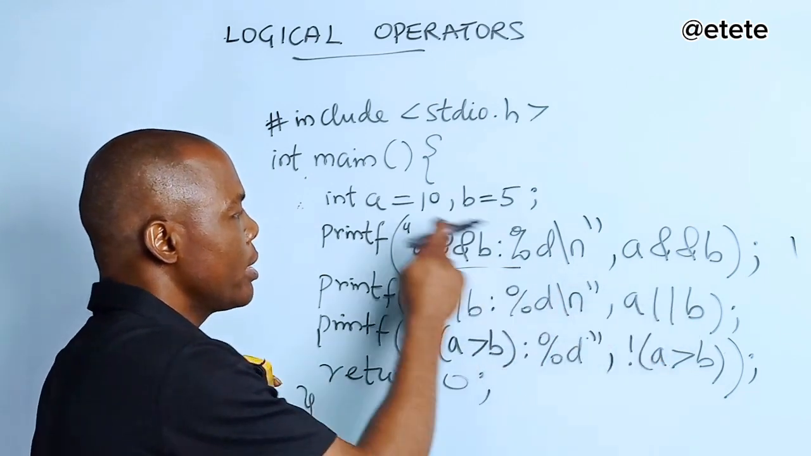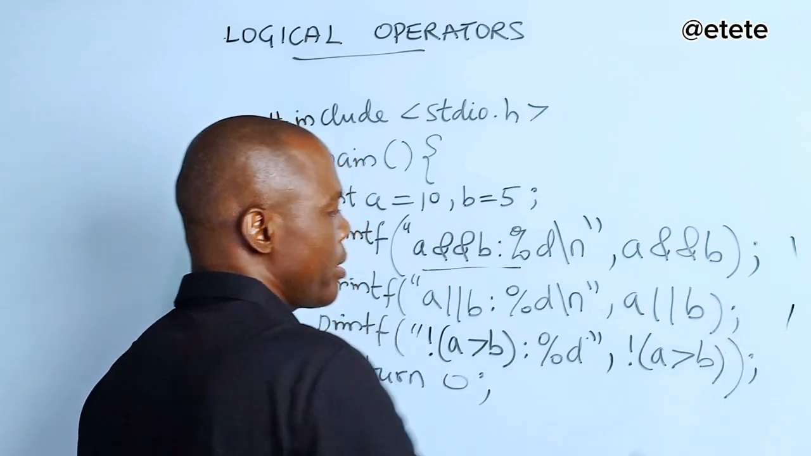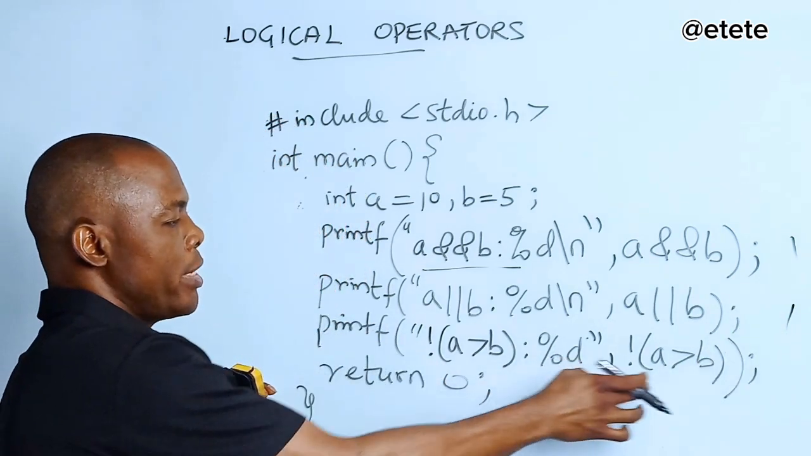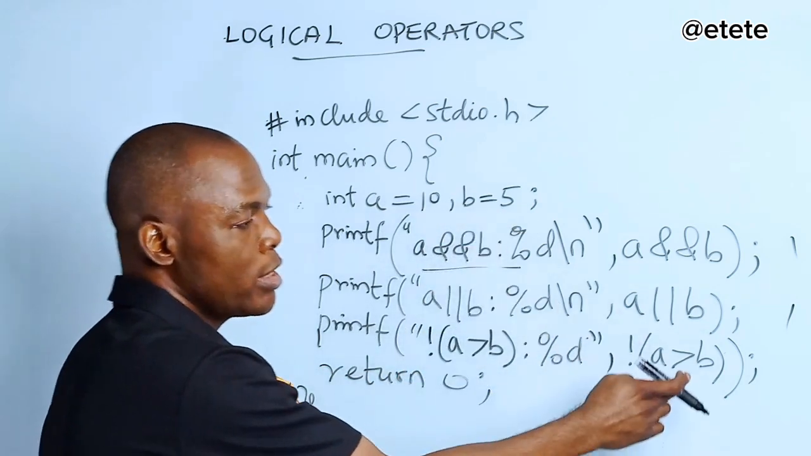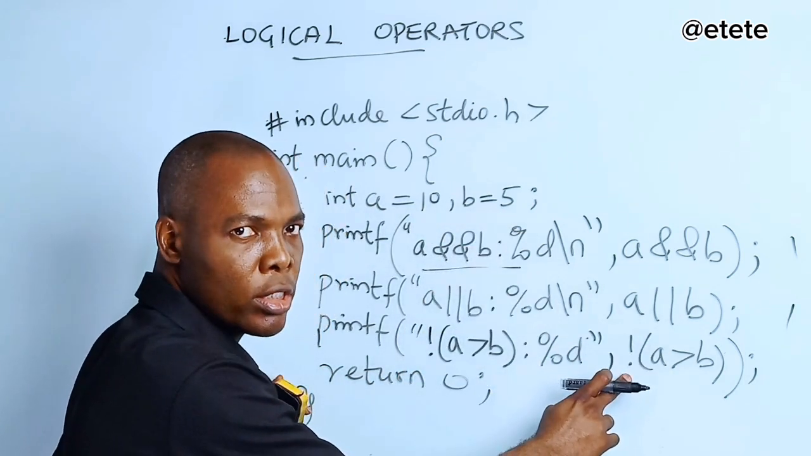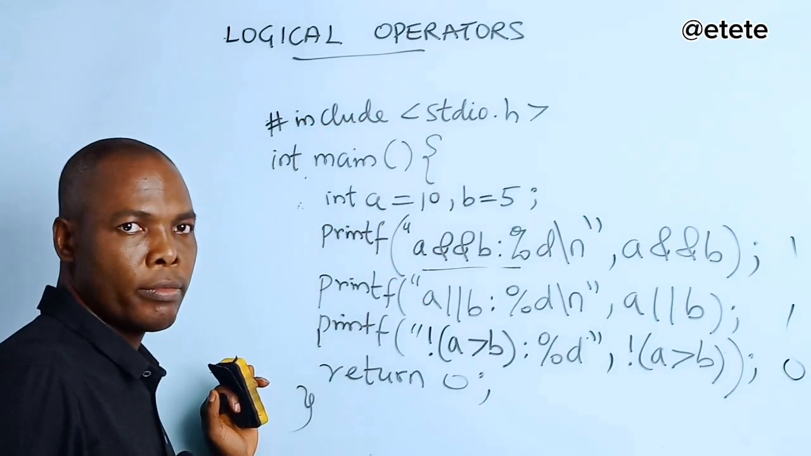A or B, this is true or this is true. This one will return 1. Now, in this place, A is greater than B. A is greater than B. This is true. This logical NOT will return false. So this will return 0.